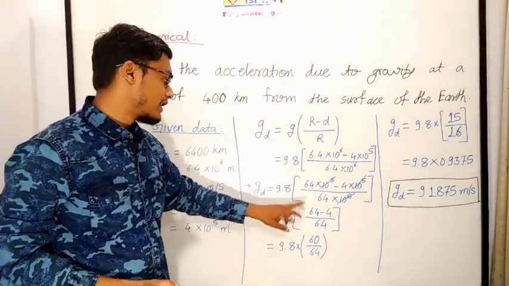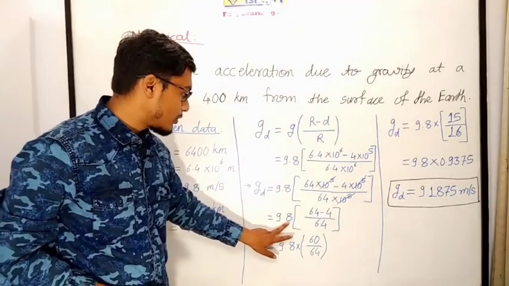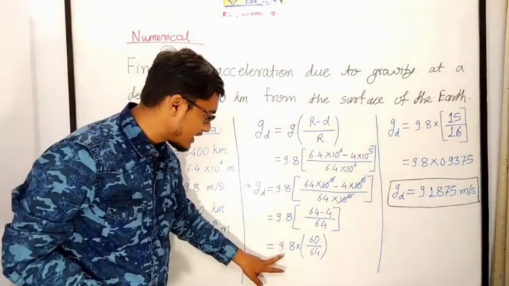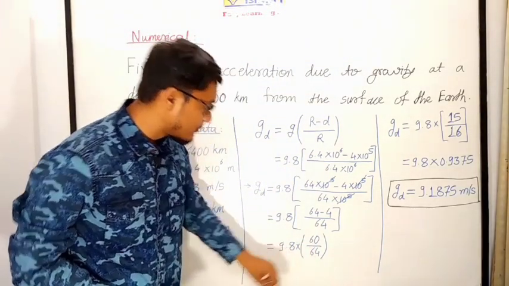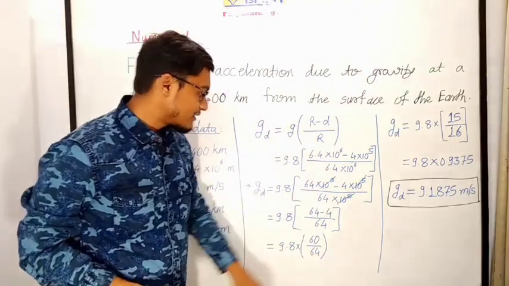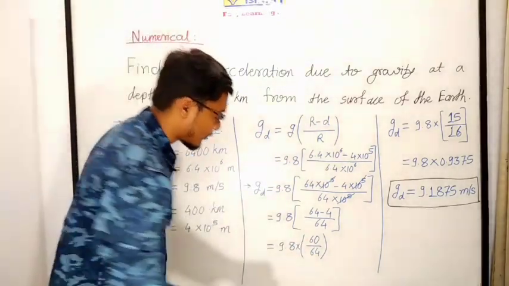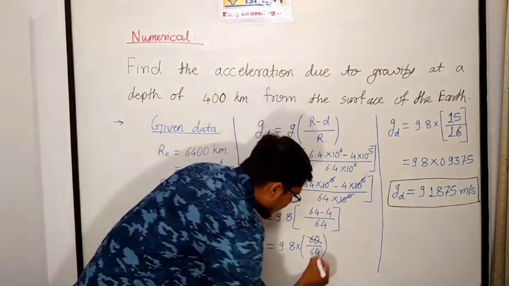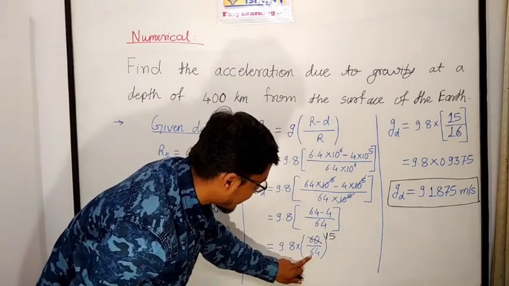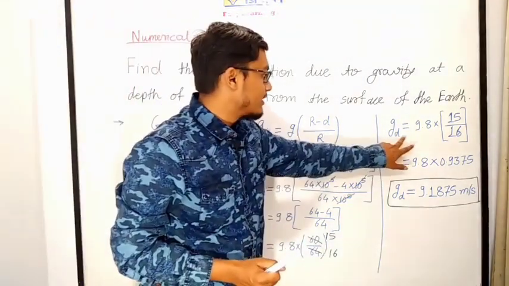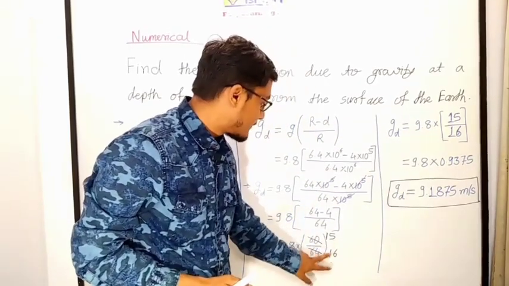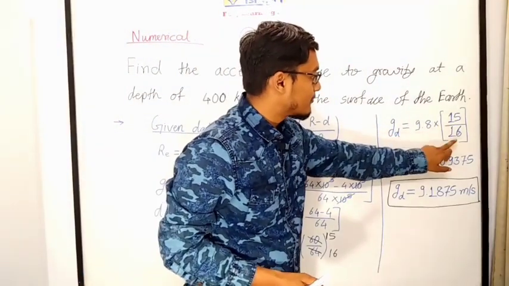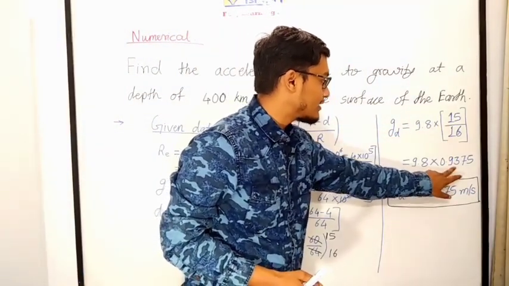So what will we get in the next step? GD is equal to 9.8 into 64 minus 4 divided by 64. So in the next step again we will get 9.8 into 60 by 64. Now look at here, 60 and 64, both numbers we can divide by 4. So what will we get after dividing 60 by 4? We will get 15. And after dividing 64 by 4, we will get 16. So GD is equal to 9.8 into 15 by 16. Look at here, 15 by 16. After dividing 15 by 16, we will get 0.9375.